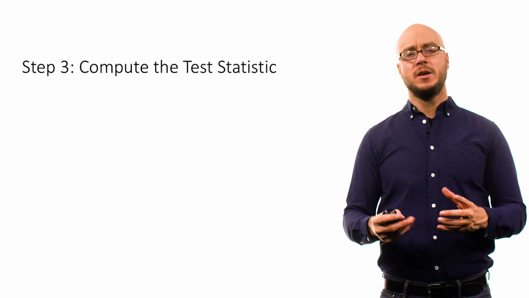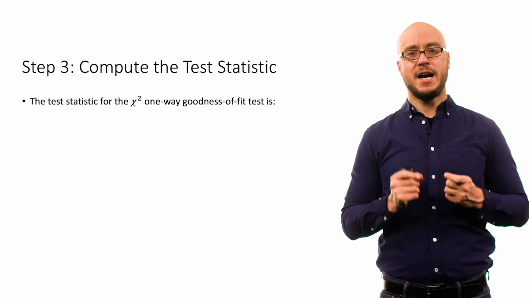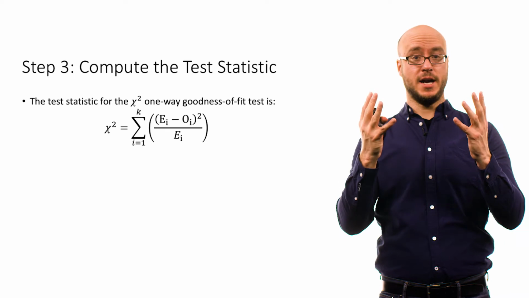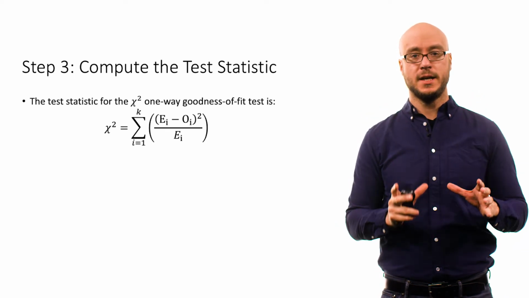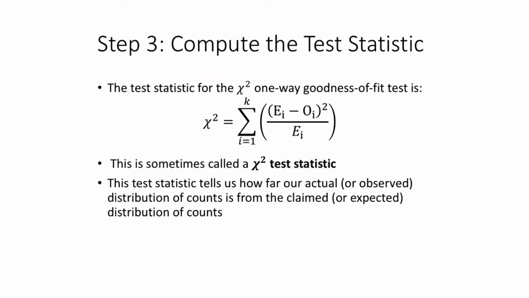For step 3, you want to compute the test statistic. For the chi-square one-way goodness of fit test, the test statistic is the chi-squared test statistic. It has this form, right? This is the chi-squared test statistic. What it's doing is it tells us how far off our observed or actual distribution of counts is from some claimed or expected distribution of counts.